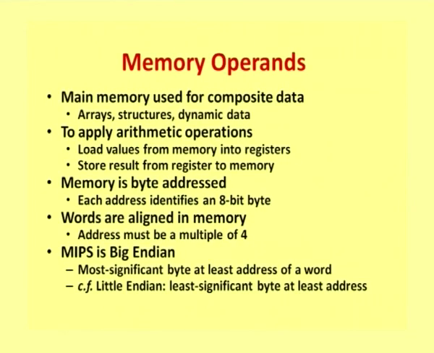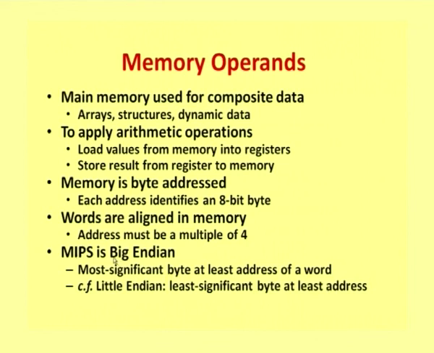Now, if you are looking at memory operands, the handling of memory operands within the MIPS architecture: main memory is used for array structures, dynamic data and so on. So, we basically have two operations, load and store. Load values from memory into registers and store results from registers to memory. The memory here is treated as byte addressed memory. So, each address identifies an 8 bit value and the words are all aligned in memory. So, the address must be a multiple of 4. This is another alignment requirement in the MIPS architecture.